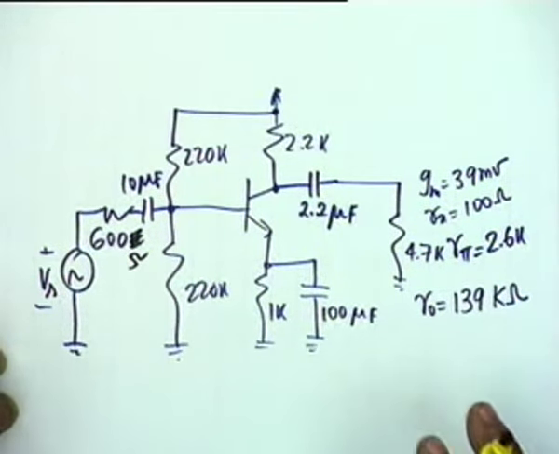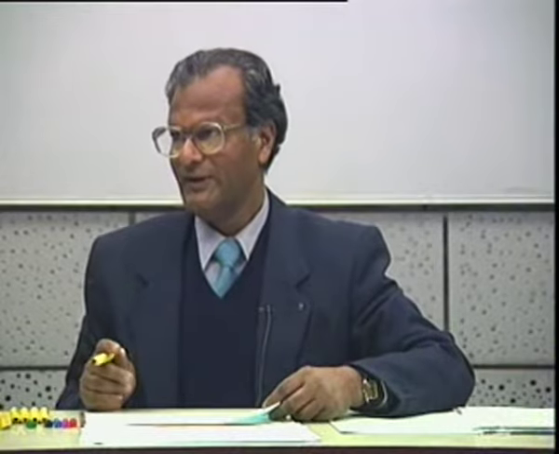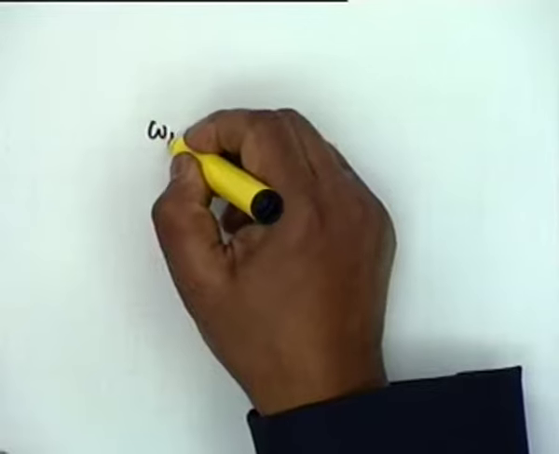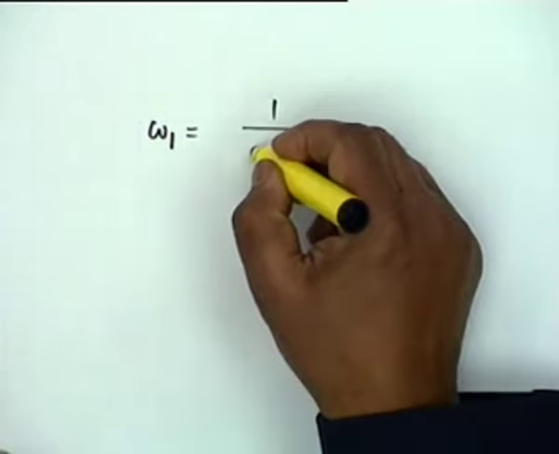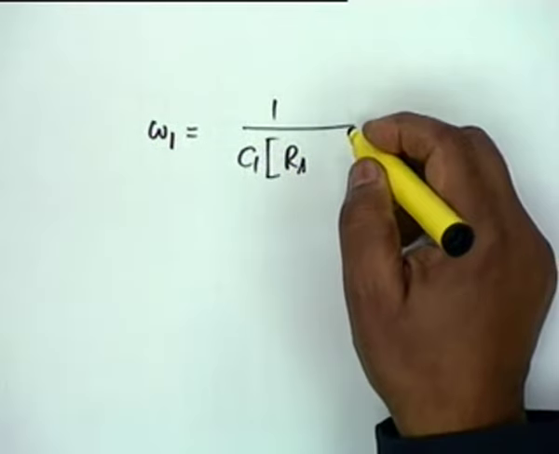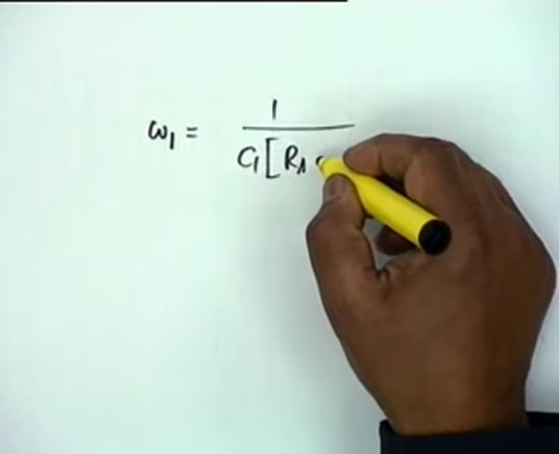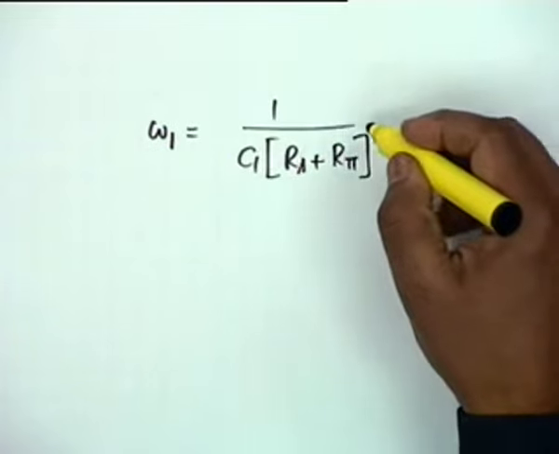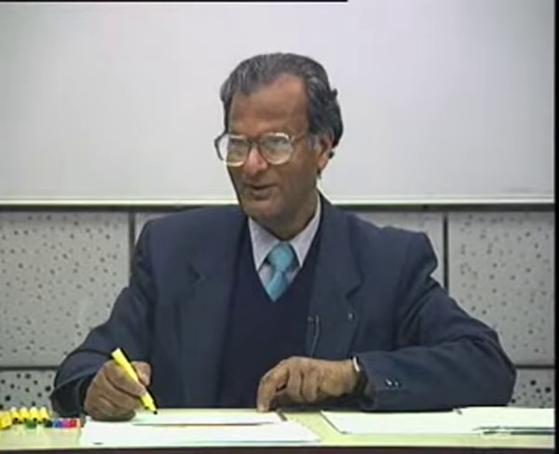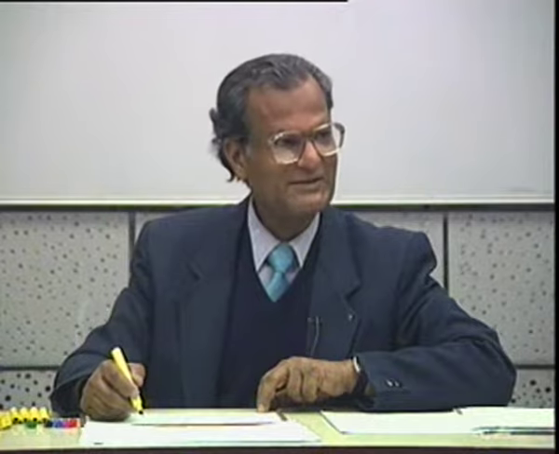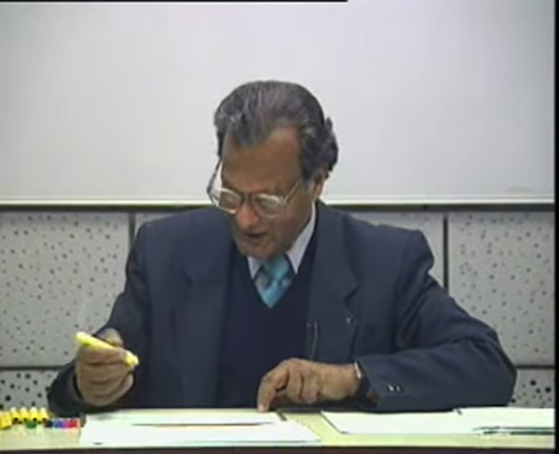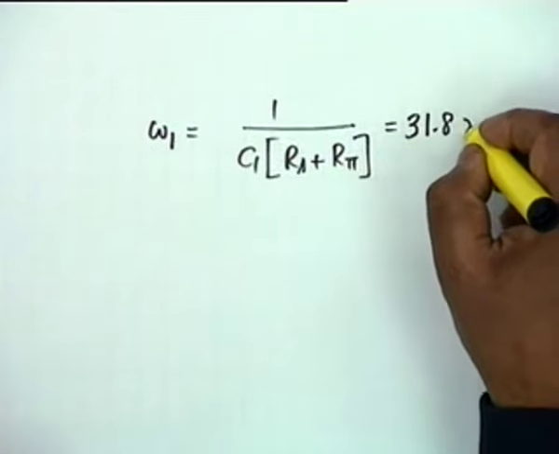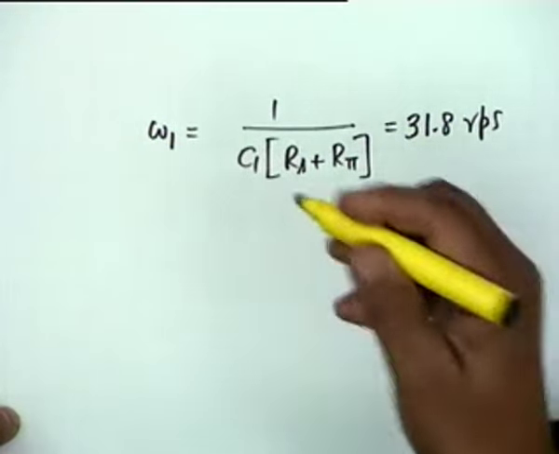Sorry, 600 ohms. Okay. Now, if I can consider these effects separately and calculate the various frequencies, I get omega 1, which is 1 over C1 times, you must remember mentally what C1 sees. Rs plus R pi? Rs plus, it's okay, capital R pi. All right. For once I am right. Mostly I am right. 31.8 radians per second. That's what it comes to if you put the values.